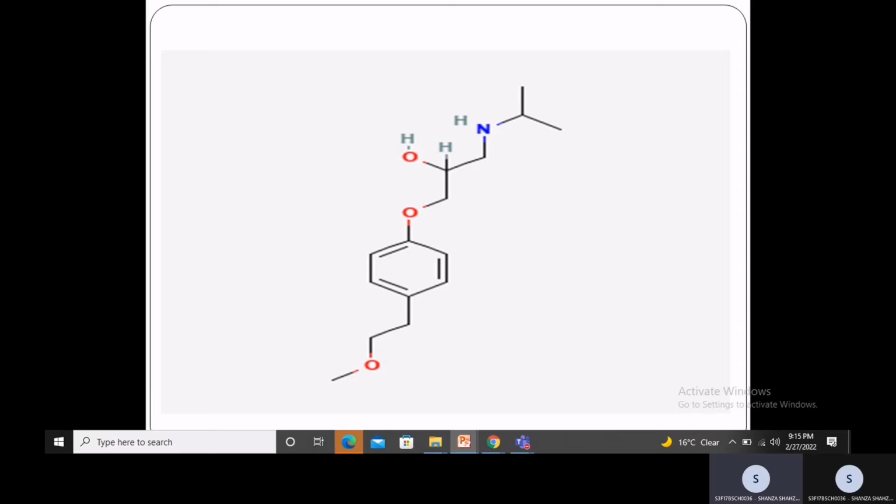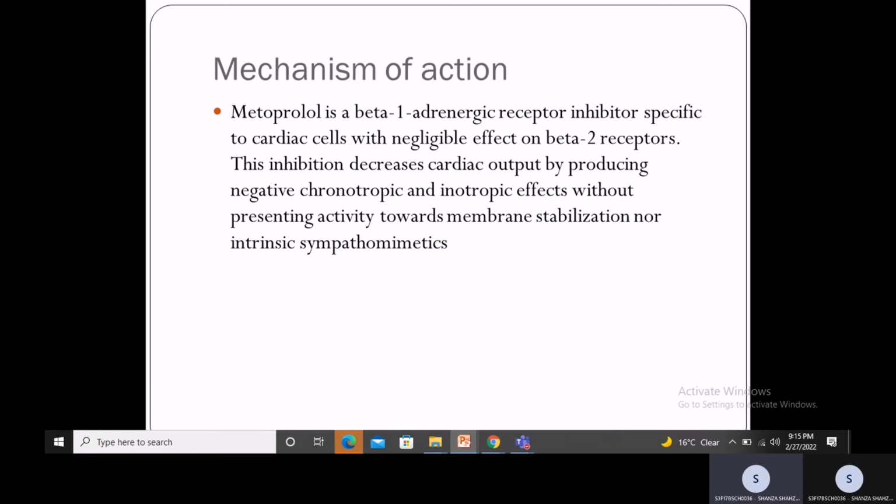The next slide, mechanism of action of metoprolol. Metoprolol is a beta 1 adrenergic receptor inhibitor specific to cardiac cells with negligible effect on beta 2 receptors. This inhibition decreases cardiac output by producing negative chronotropic and inotropic effects, without presenting activity toward membrane stabilization nor intrinsic sympathomimetics.